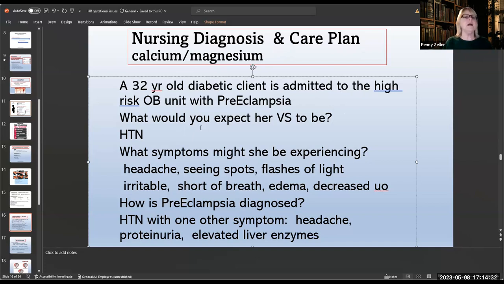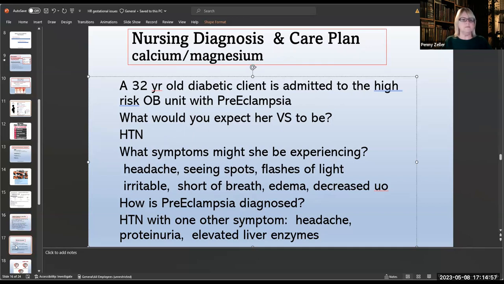In fact, magnesium and calcium have an indirect relationship throughout the body. If you have high calcium levels in your blood, you probably have low magnesium. Okay, particularly in the brain. So that's why she has a headache, because her calcium levels are too high. So we give her magnesium.